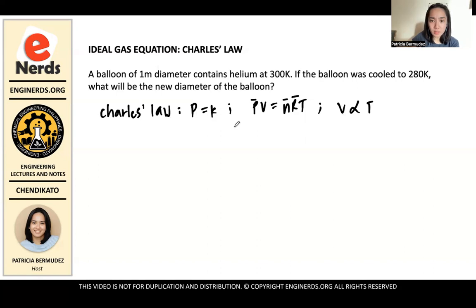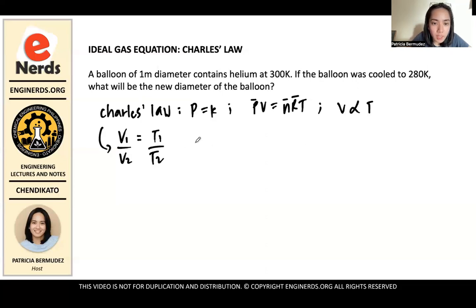So if we're going to relate two situations, like before and after, we know that V1 over T1 is equal to V2 over T2, and they are directly proportional. So this is actually Charles's law.